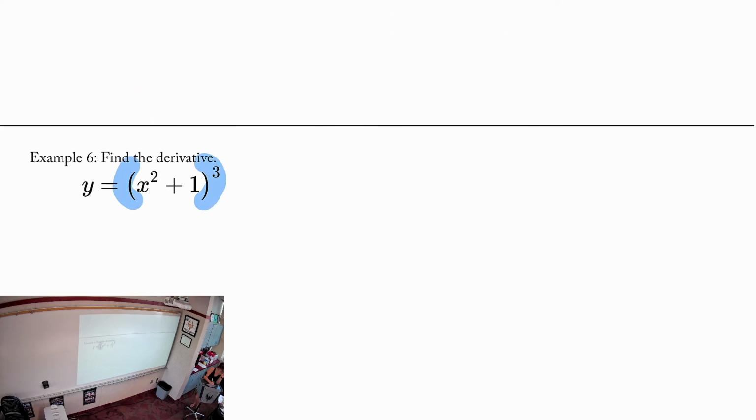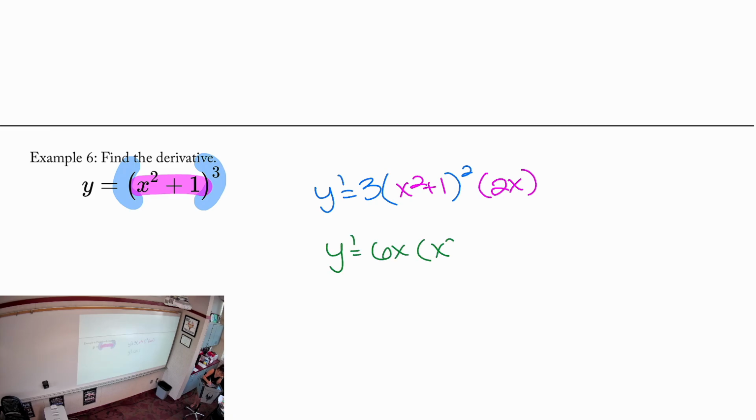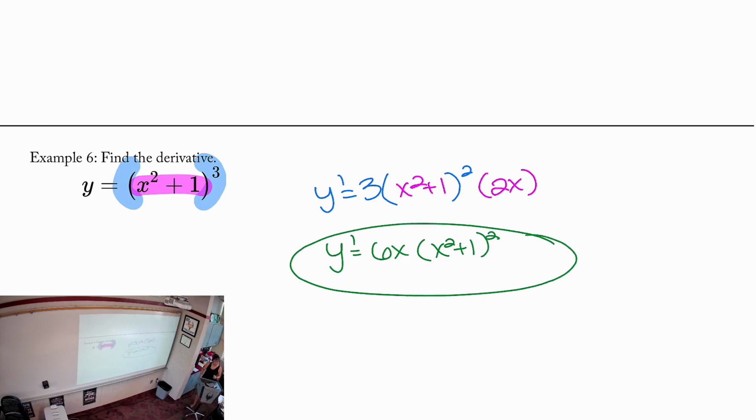The outside is the cube, the inside is the x squared plus 1. So y prime is 3 something squared, which is your x squared plus 1, times the derivative of x squared plus 1, which is 2x. So y prime is 6x times x squared plus 1, the quantity squared. Yay. Question.